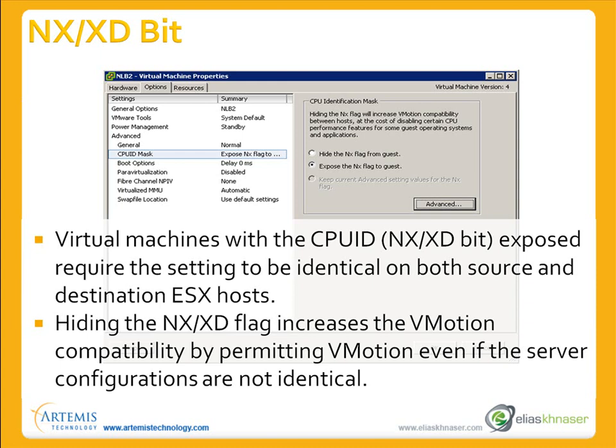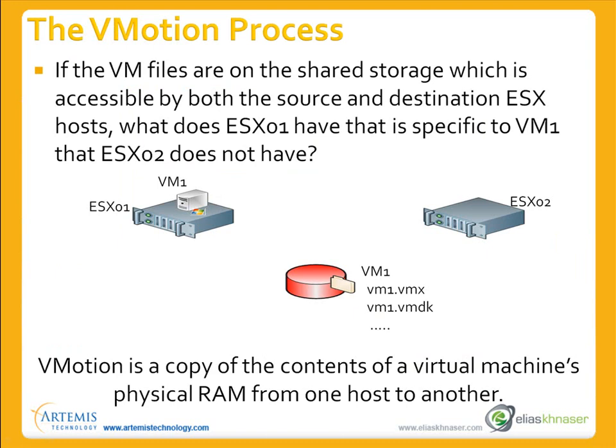Now, NX XD technology is enabled by default for all guest operating systems that can use it. And this is good because you would be leveraging this technology. It would be a trade-off. You'd be trading off some compatibility, but you get security instead. Now, if you hide the NX XD flag, you increase the vMotion compatibility by permitting vMotion even if the server configurations don't match. So again, by default, NX XD is enabled, and the trade-off here is you get more security for less compatibility. Alright, so let's talk now about the vMotion process.